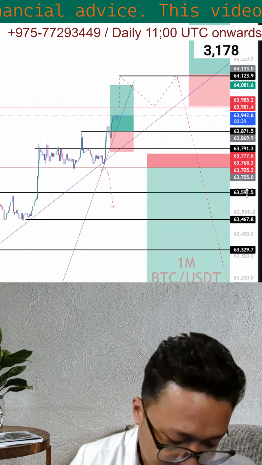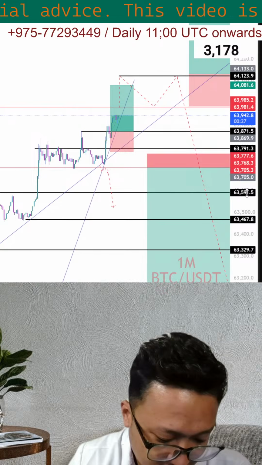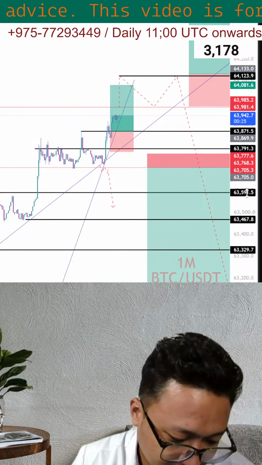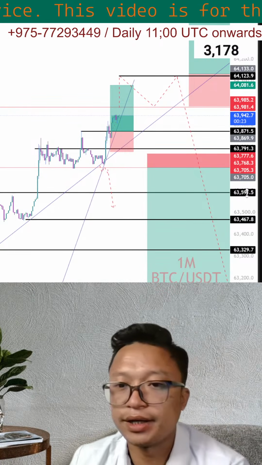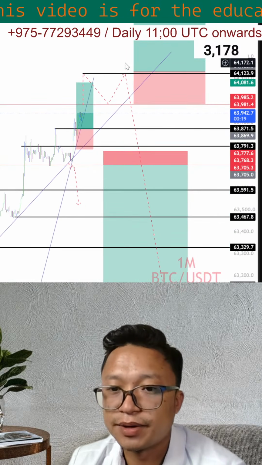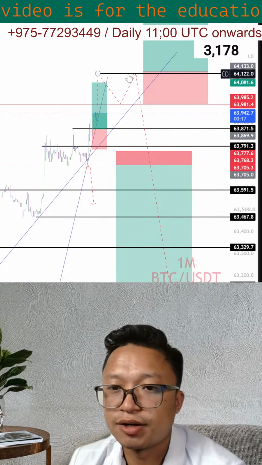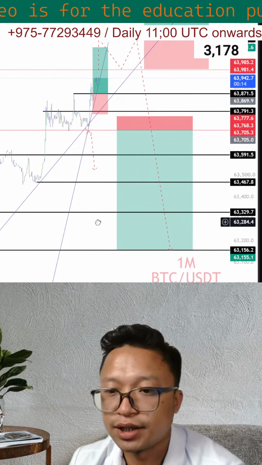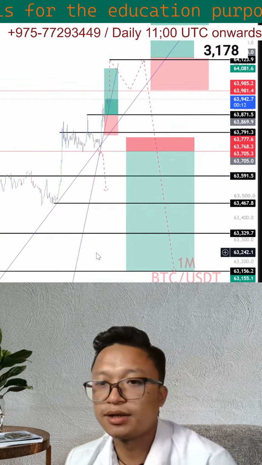I sold at 63,900 with a large stop loss. You need to observe whether the market gets a breakout from here and pushes you to the upper side or not. If it doesn't push, then you are going to get towards the downside.